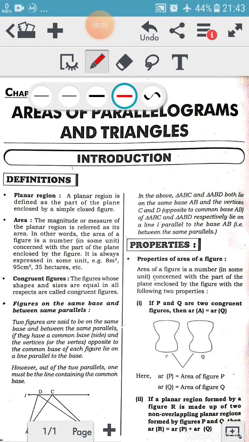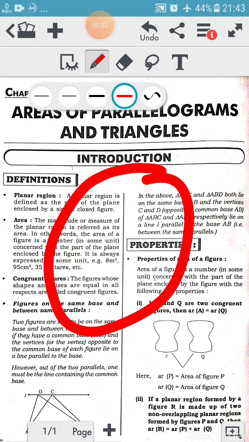Now consider this mobile screen is a plane. Here if we draw a closed figure, okay, so here we draw this closed figure. This closed figure is nothing but we call it a planar region. So this closed figure is a planar region.